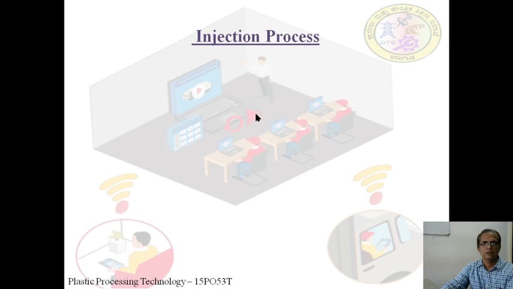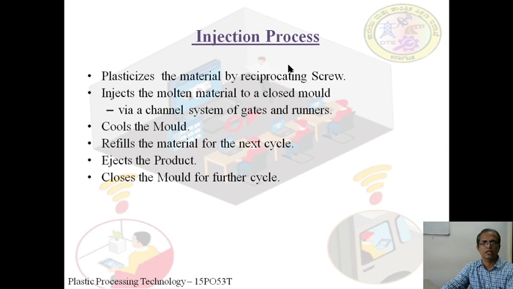Now I am going to discuss the injection molding process. Just now we have come across what an injection molding machine is. The machine is meant for the manufacture of different products by making use of heat and pressure, and we make use of different thermoplastics and thermosets as raw materials. The injection process is conducted in two ways. One is by reciprocating screw.